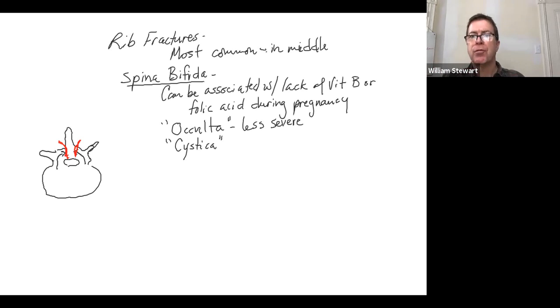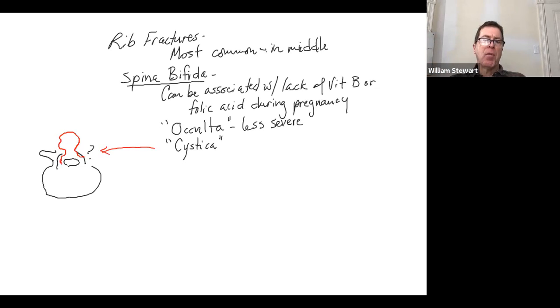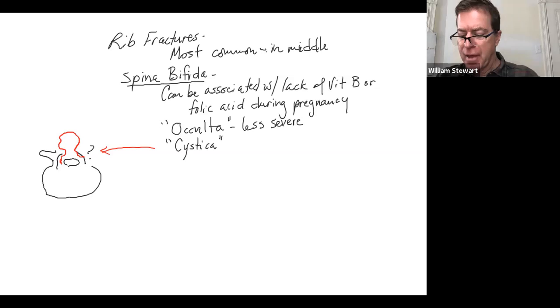The membranes protrude through the spine, so we can get soft tissue in a cystica. Let me see if I can do a little erasure here. The soft tissue of the inside of the bone and the disc can actually protrude out. And that's very severe in the cystica version. We get a sac with a spinal membrane on the back of the baby, the born child. Nerve roots can exit the body. It becomes a real problem. And this may interfere with neural control of the urinary system, of the bowels. Obviously, surgical intervention is the best treatment for that.